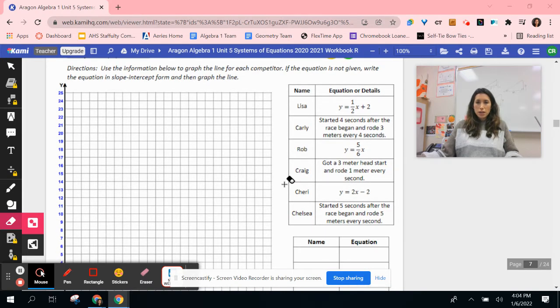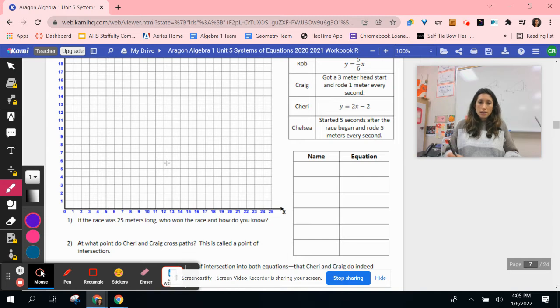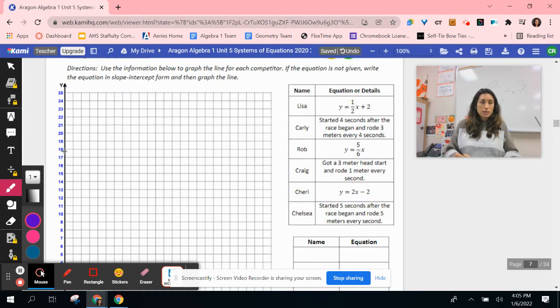So first thing I'm noticing is in some of the descriptions here, we have seconds and we have meters. So let's go ahead and label our X and Y axis. Our X axis is always our time, our independent variable. This is going to be seconds. And then our Y axis is going to be meters, distance traveled.